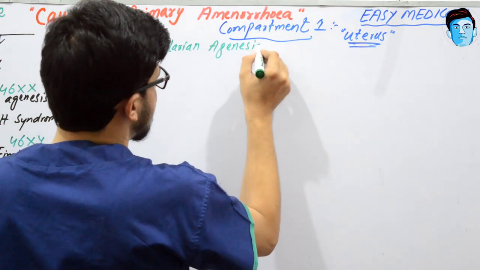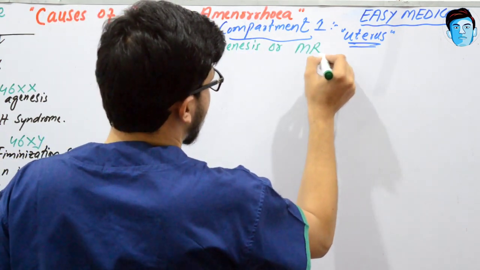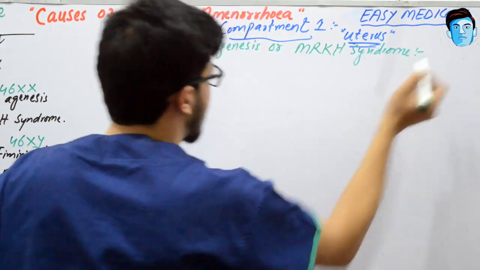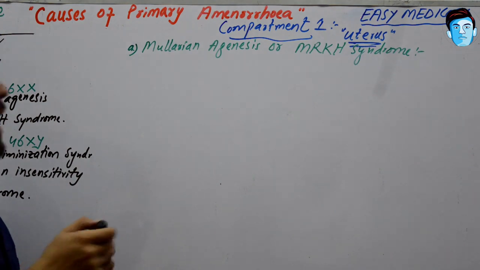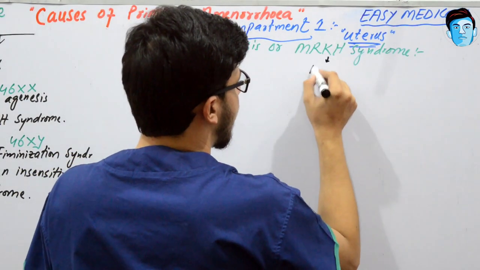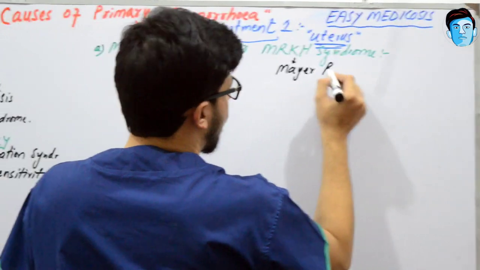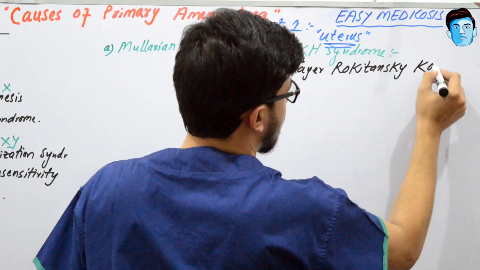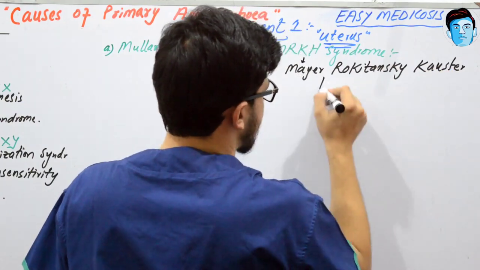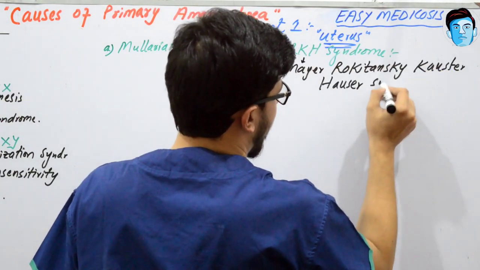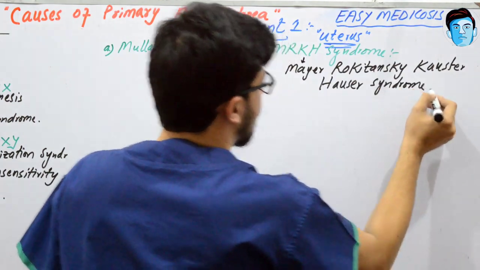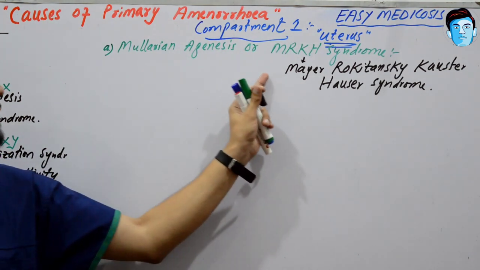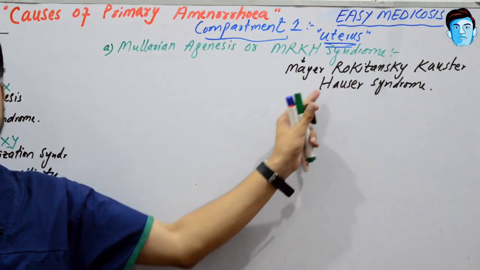Mullerian agenesis, which is also called MRKH syndrome. Now this is one and the same thing. What is MRKH syndrome? MRKH syndrome stands for the Mayer-Rokitansky-Küster-Hauser syndrome.